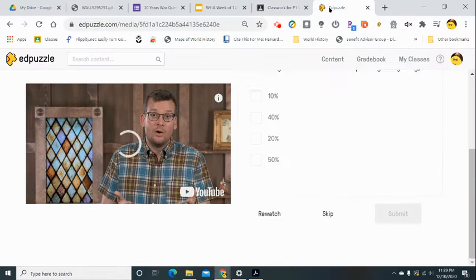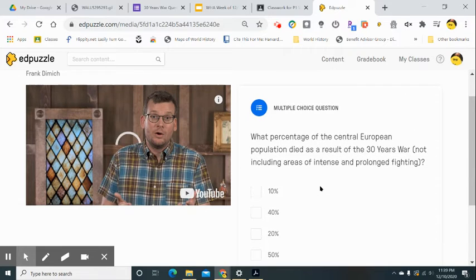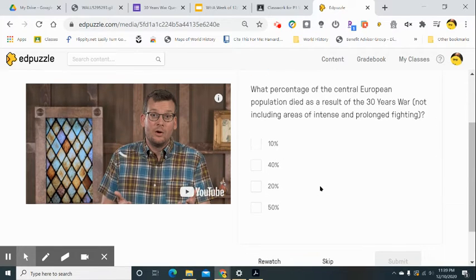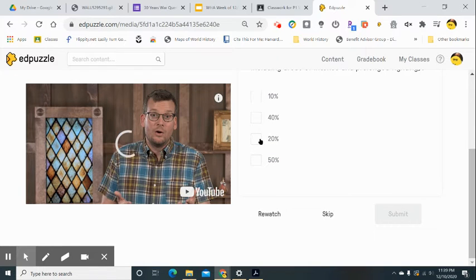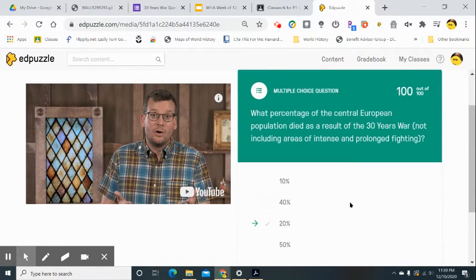Okay, and then a couple of answers I'm going to give away on the Ed puzzle toward the end. A little confusion: what percentage of the Central European population died as a result of the 30 Years War? 20%. In the areas where there was intense fighting, remember I told you that the entire 30 Years War was not about intense fighting. It was off and on, but it was still pretty devastating. But 20% overall die as a result of the 30 Years War. So we'll say 20%, as John Green said.